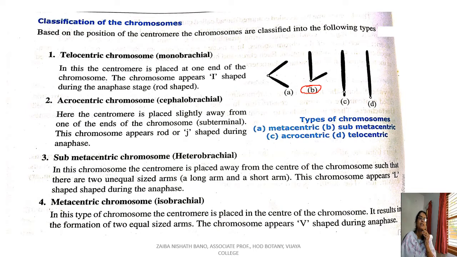Next, the metacentric chromosome. It is called isobrachial because it has two equal arms. And where is the position of the centromere here? It is exactly median in position, or it is placed at the center of the chromosome. Hence, the chromosome appears V-shaped during anaphase, as you can see in the diagram.